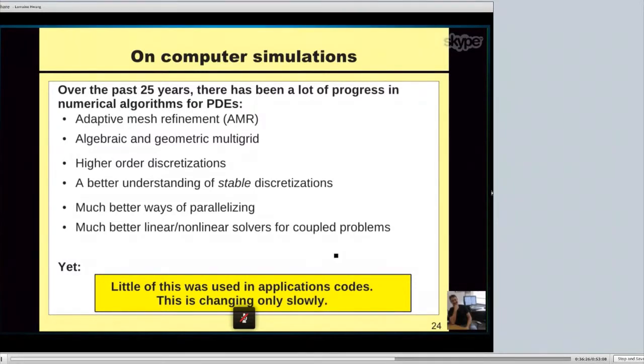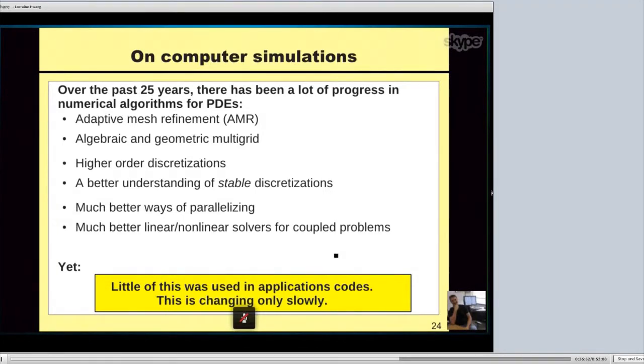That what this converges to is not the solution of the Stokes equation, but that you have to do something. So let's say you have to introduce artificial compressibility, or you have to use different finite elements for the velocity than for the pressure. So I think we understand a lot better how to find what we call stable discretizations for equations. We have, of course, today much better ways of parallelizing codes.